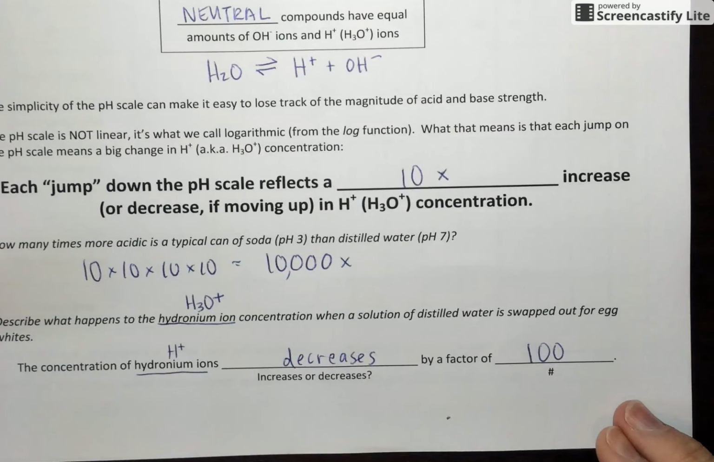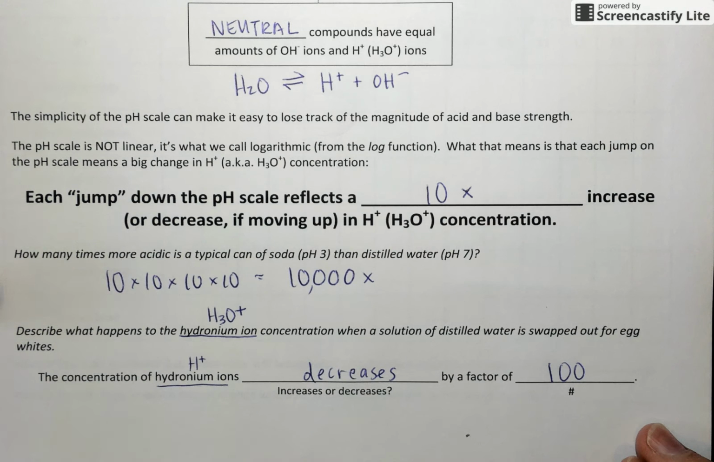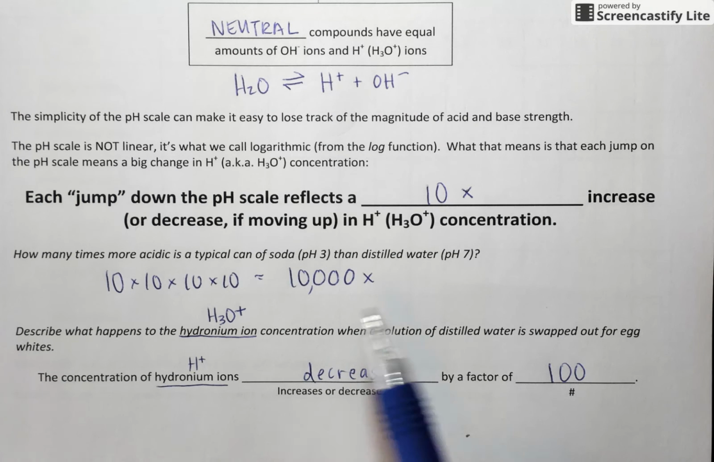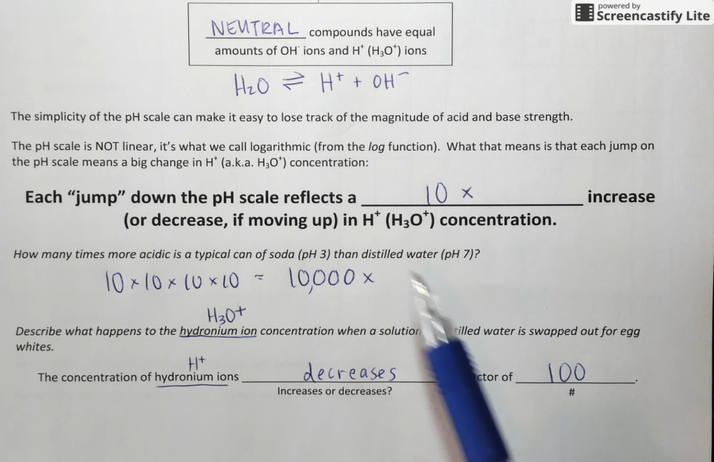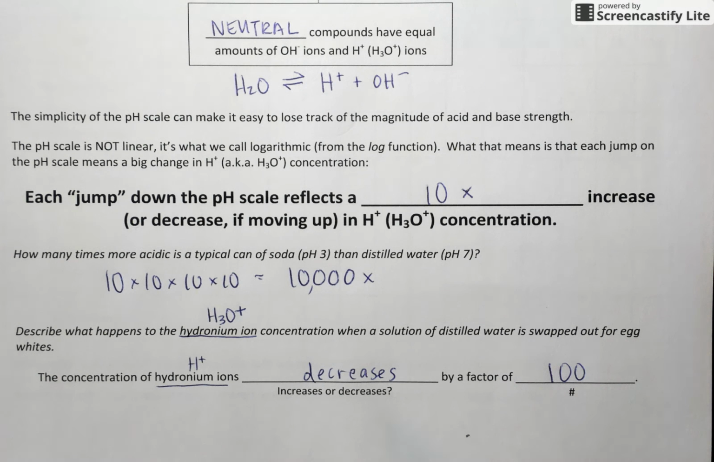So the key thing to remember here is keeping straight on your pH scale. Your low numbers are acids, your high numbers are bases, 7 is your neutral cutoff. When you make a jump on the pH scale, you're doing a 10 times increase or decrease in H+, depending on which way you are moving. So keep that in mind as you work through some problems on the pH scale.